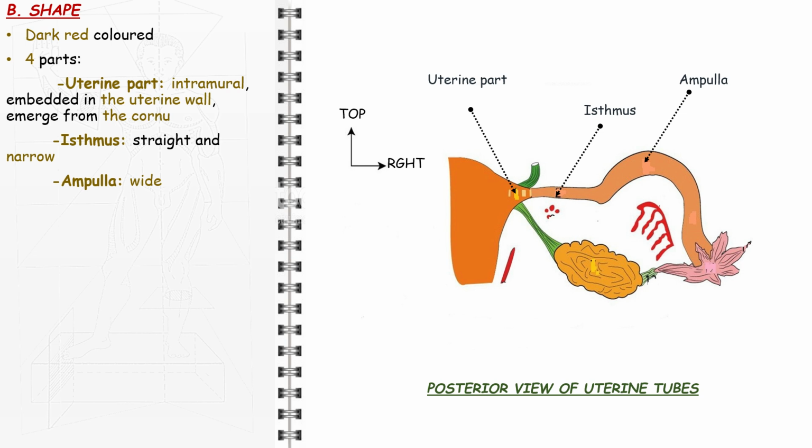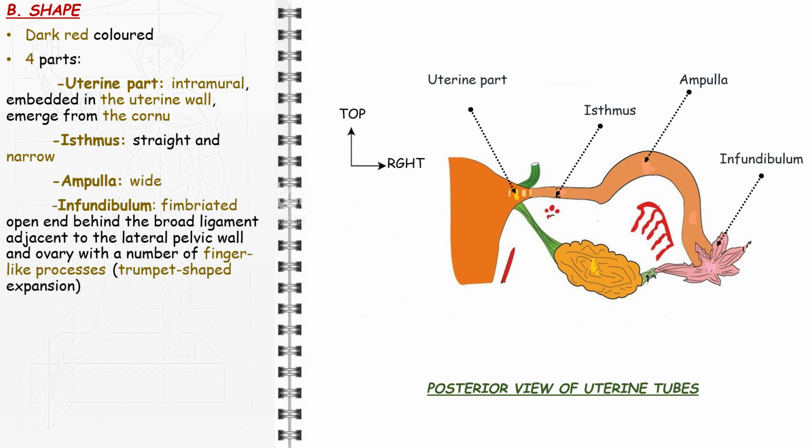The infundibulum is a fimbriated open end behind the broad ligament adjacent to the lateral pelvic wall and ovary, with a number of finger-like processes, a trumpet-shaped expansion. This portion of the fallopian tube is much affected by infections and can cause infertility, while the ampulla is the preferred site for hematic and purulent collections.